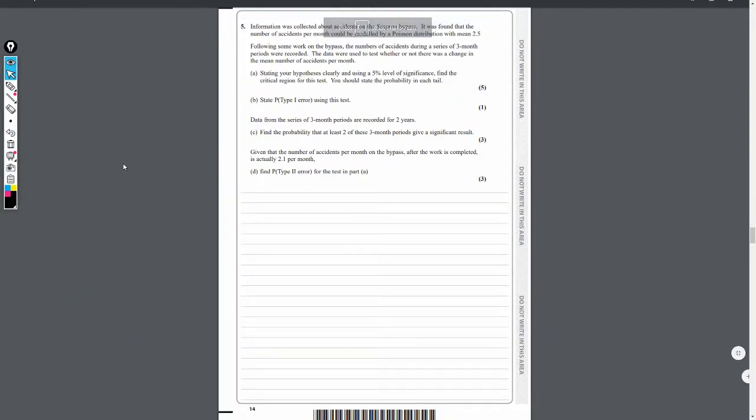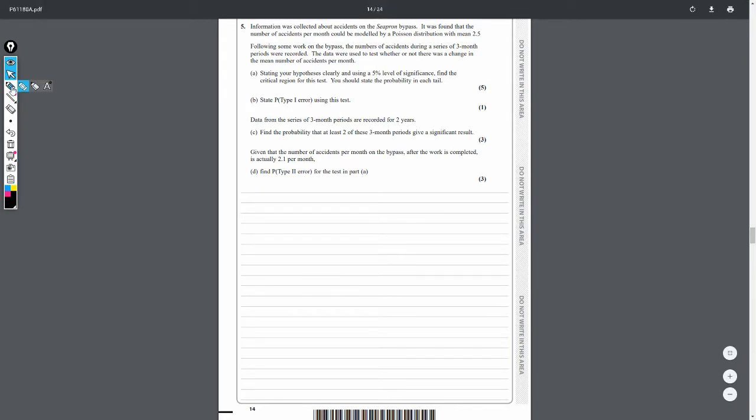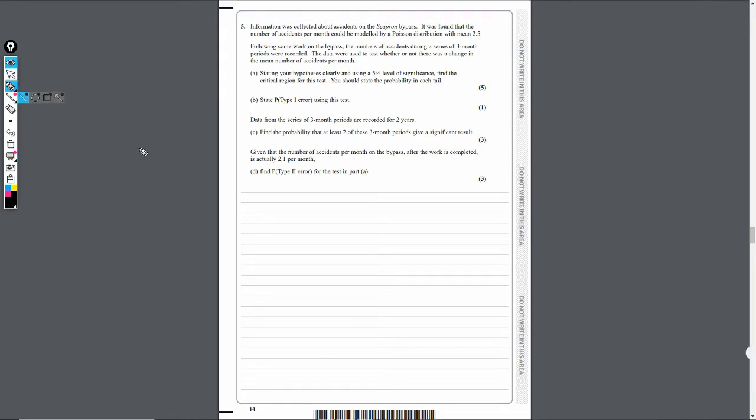Moving on to question 5 now, we have a question here on hypothesis testing, more specifically hypothesis testing with the Poisson distribution. Okay, so what we're told here is we're looking at information that's collected about accidents on a bypass, and it's found that the number of accidents per month is modelled with a Poisson distribution with mean 2.5. For the next part, it just tells us that this is changed to a series of 3-month periods that are recorded, and then it wants to test whether or not there was a change in the mean number of accidents per month.